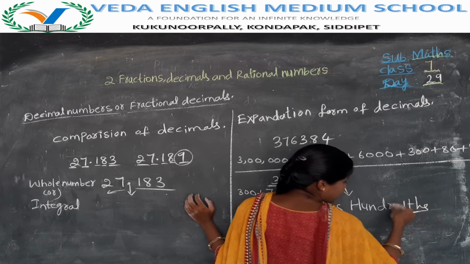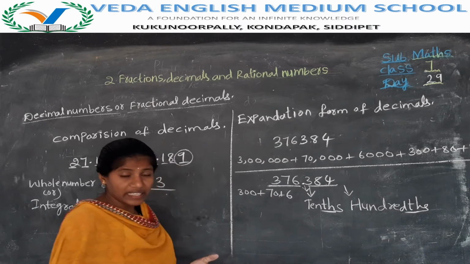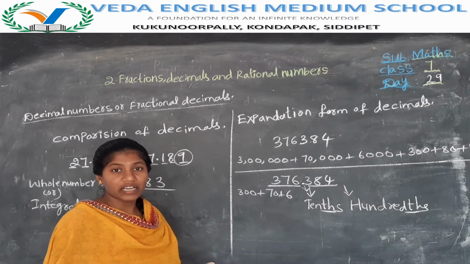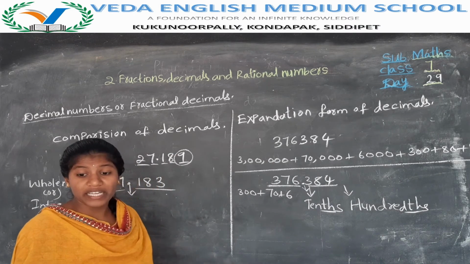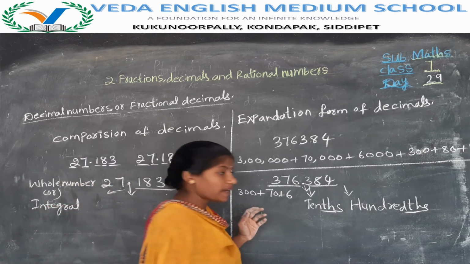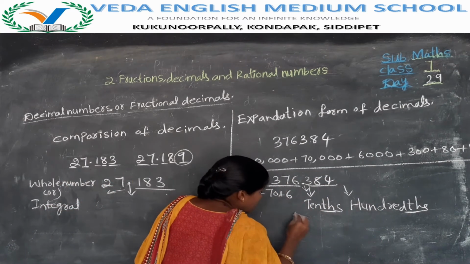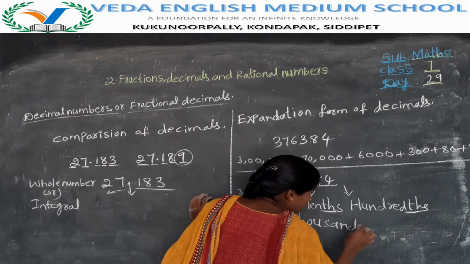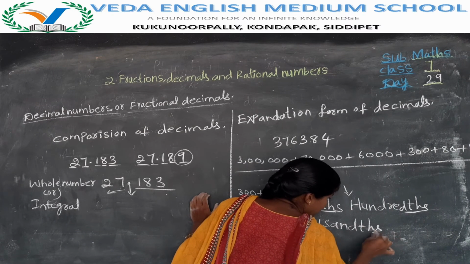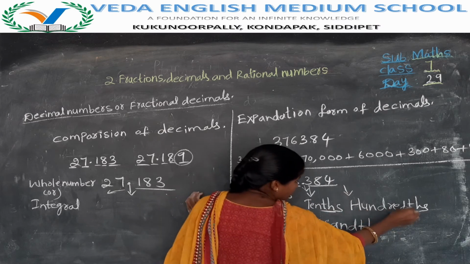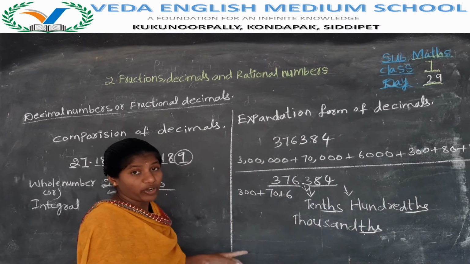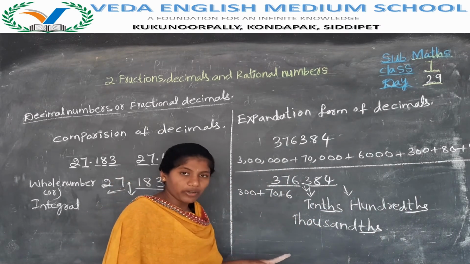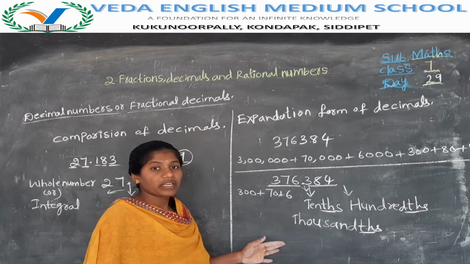Hundredths. Now TH is important here. Tens, hundreds, thousands. TH, you have to pronounce TH. Thousandths. Here TH. After the point, in the decimal part, place values start from tens onwards.